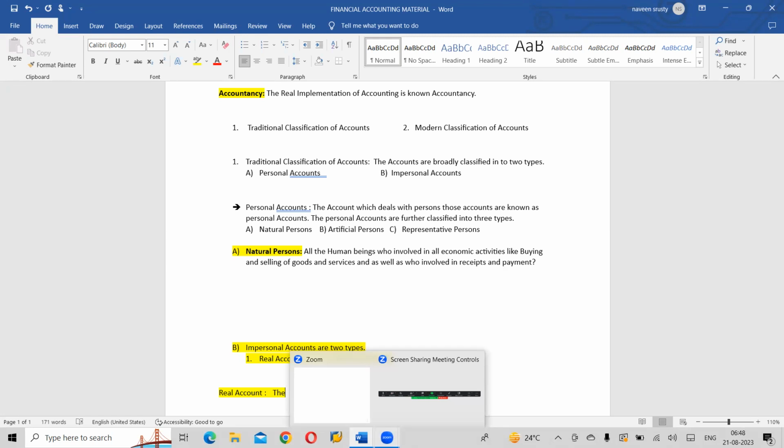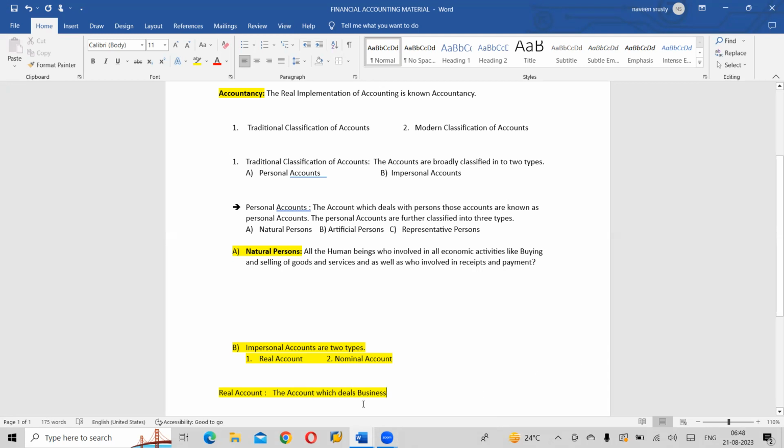Clear? At the time of classification of accounts, we need to have knowledge of whether it is a current asset, a fixed asset, a current liability, or a long-term liability. That is mandatory. Here, a real account is the account which deals with business assets. Don't forget that. Never just say assets; it deals with business assets.